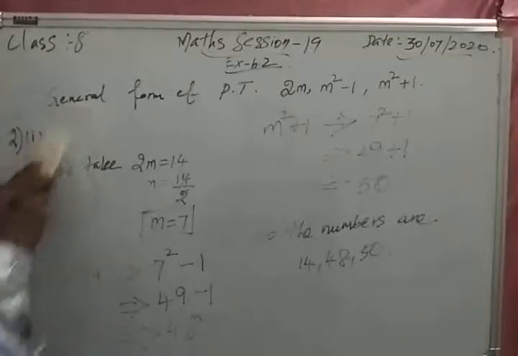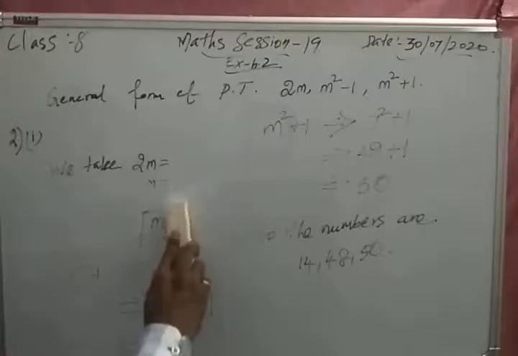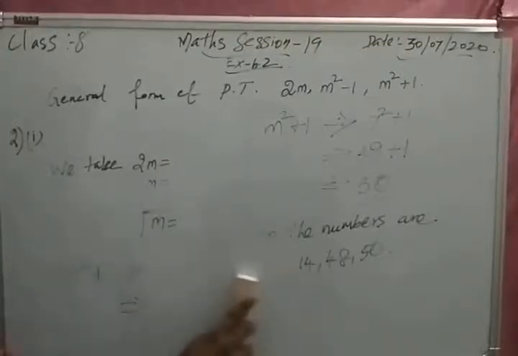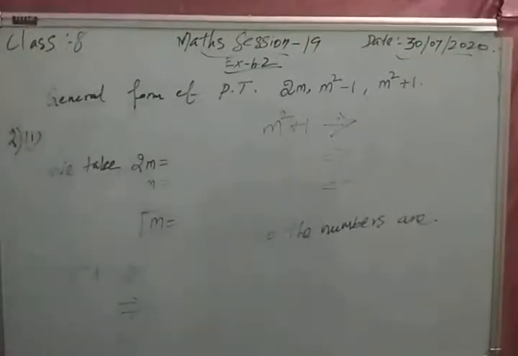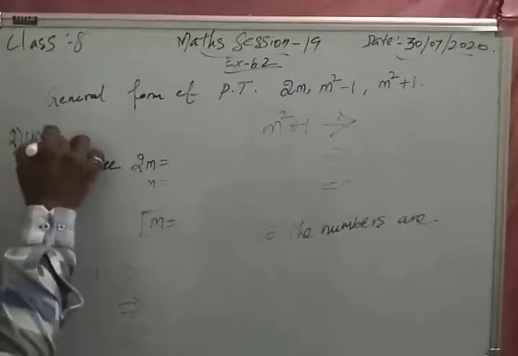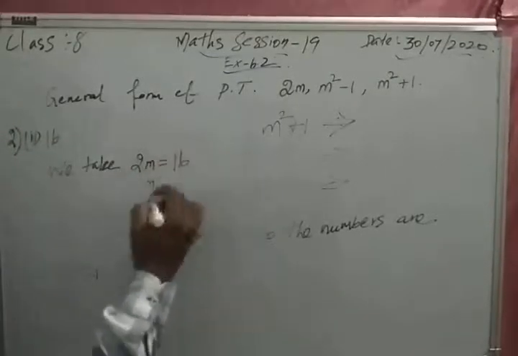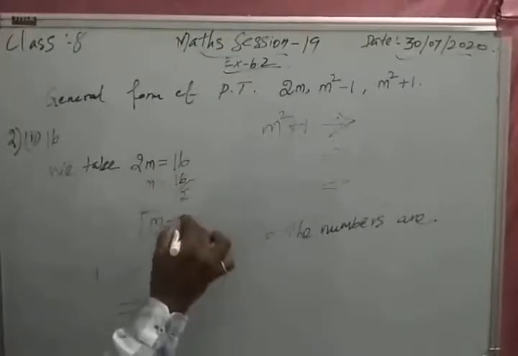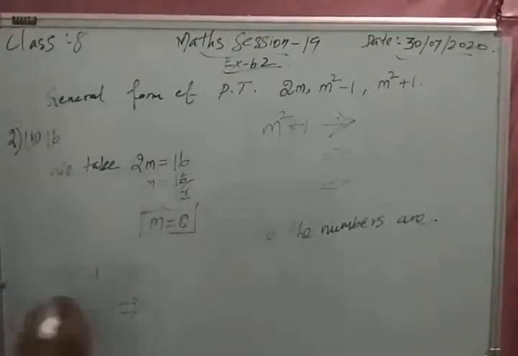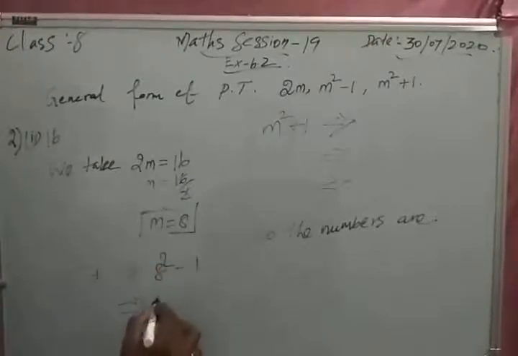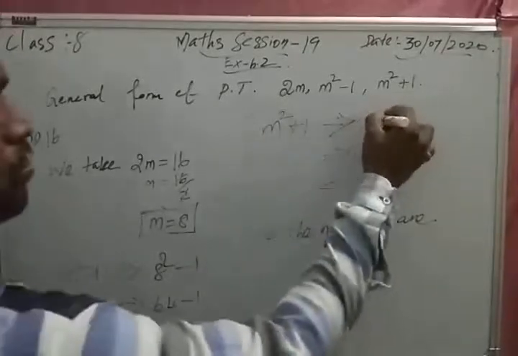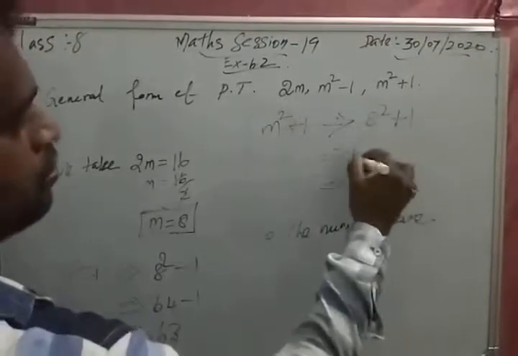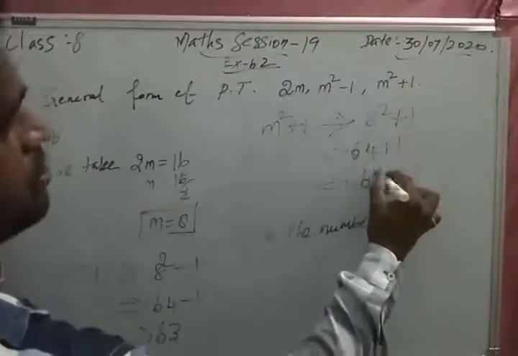That is 16. We can take it as 16, the third one. So we take 2m is equal to 16, then m is equal to 16 divided by 2, which is equal to 8. M is equal to 8. Then 8 squared minus 1, 64 minus 1 is equal to 63. Then here also 8 squared plus 1, 64 plus 1 is equal to 65.